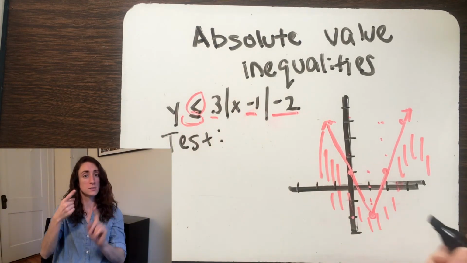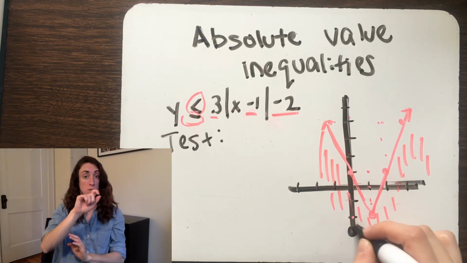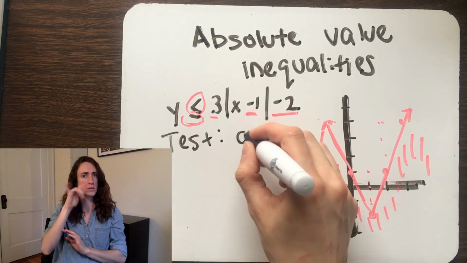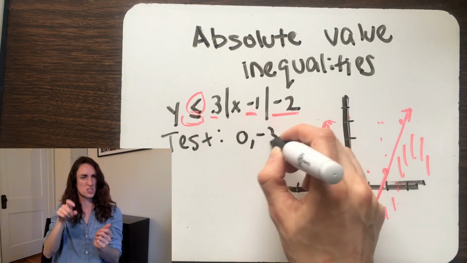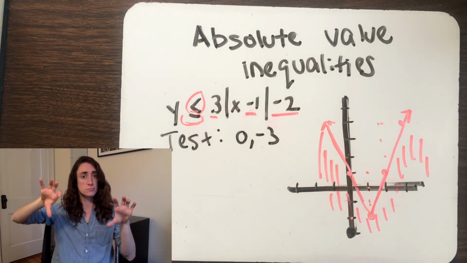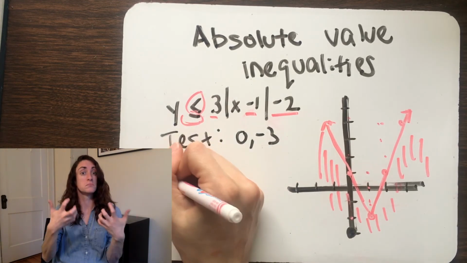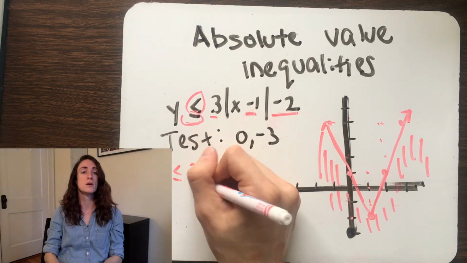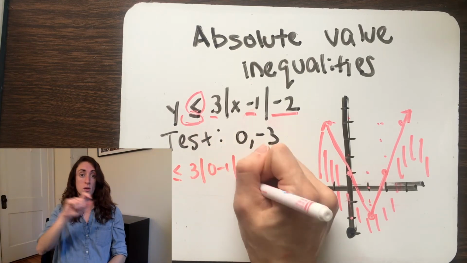And now we can test a point that appears to be in our solution area. So we'll test 0, -3, and we can replace x and y in our inequality with that and find out that, yes, indeed, that point actually satisfies our inequality. So it looks like our solution is correct.